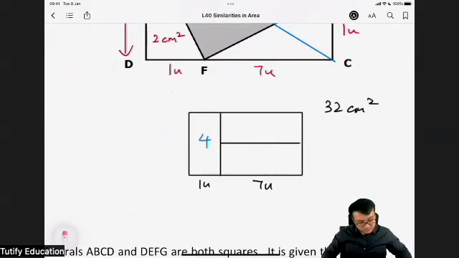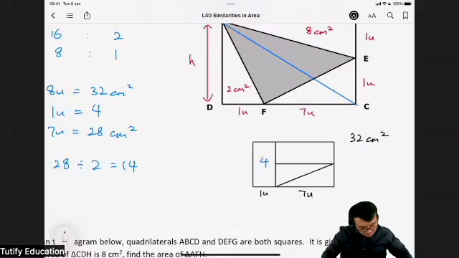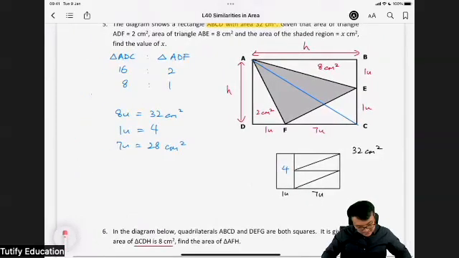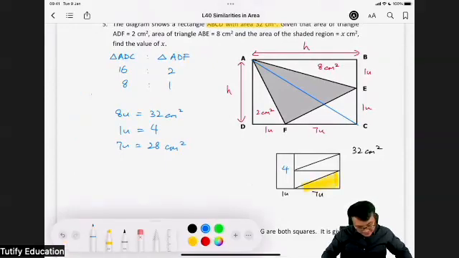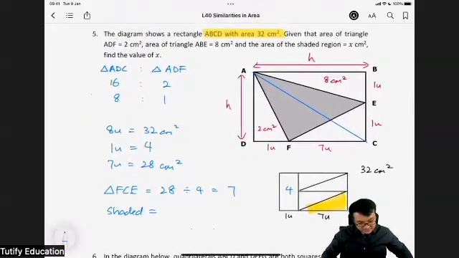So now you already know that this is 14. Okay, why not I don't cut it into half? Why not I do this? Abby, can you find the yellow triangle? 7. Well done. So triangle FCE equals to 28 divided by 4, 7. So now can we find the shaded region, Abby? Yes. Okay, tell me the workings.